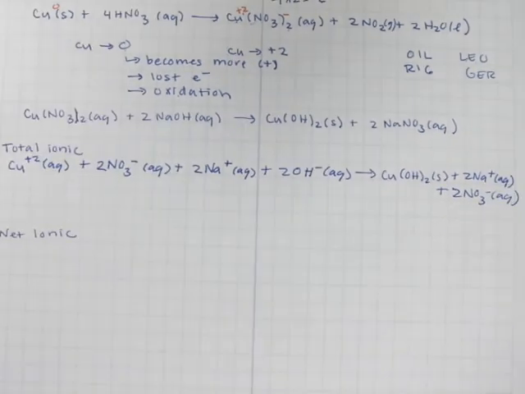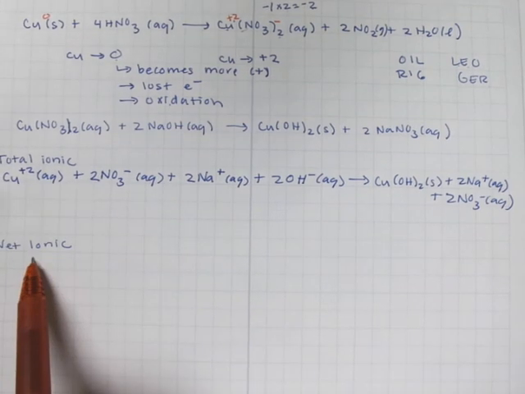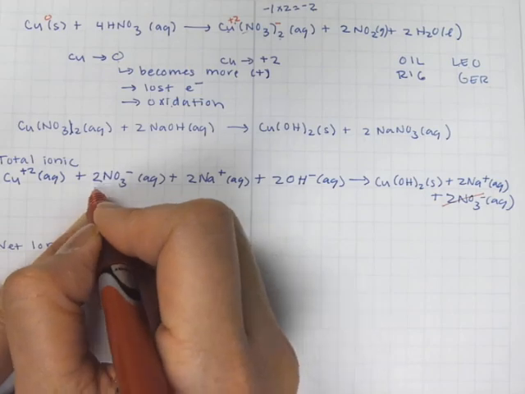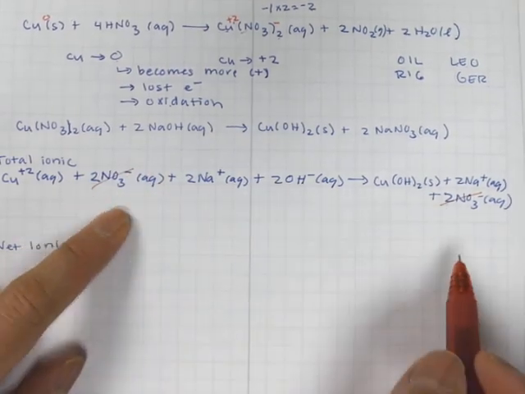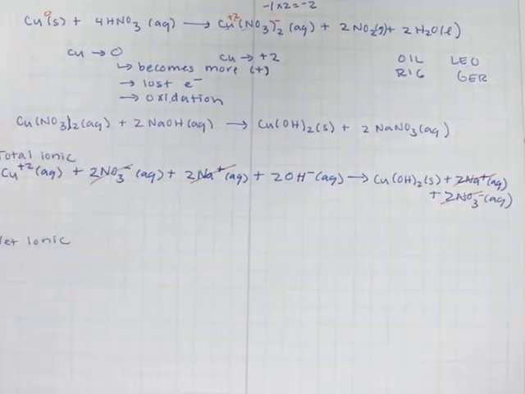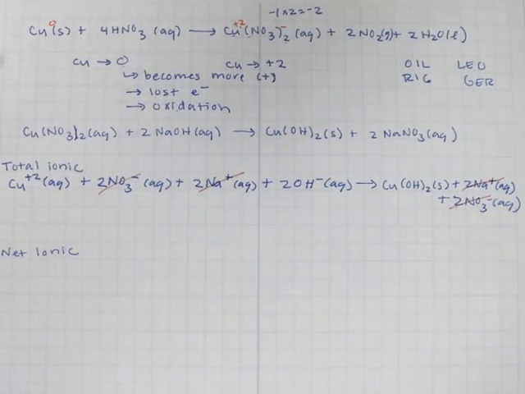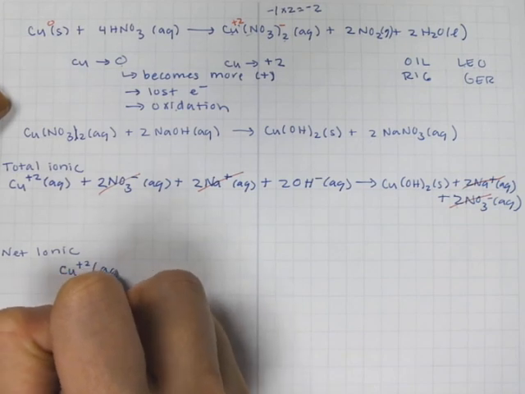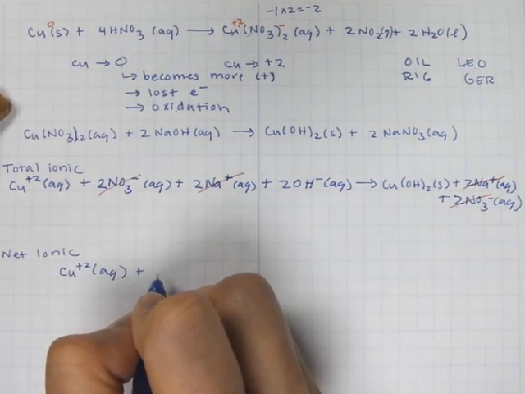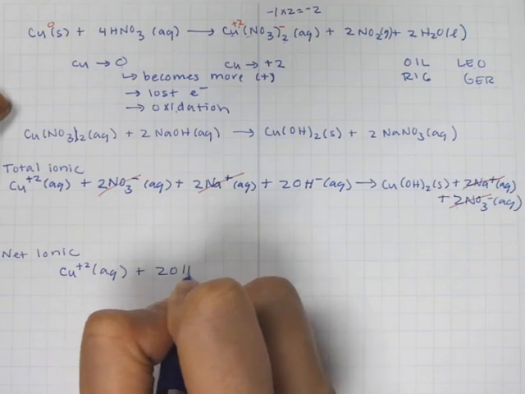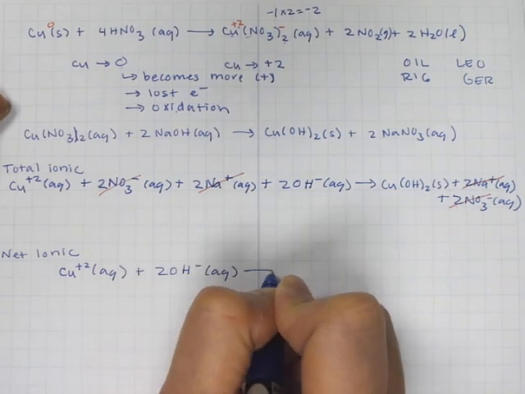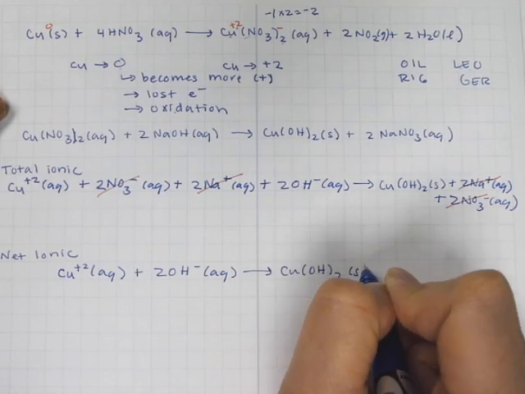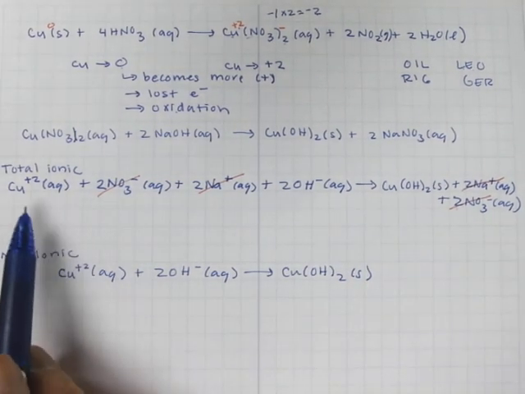Now to get to the net ionic equation, we remove all of the spectator ions. So NO3 appears on both sides, and there's 2 of both of them that cancel out, and there's 2 sodium ions that appear on both sides. So your net equation will be Cu2+ plus 2 OH minus, and that gives copper hydroxide, and that's a solid. So that's how you get to the net ionic equation.